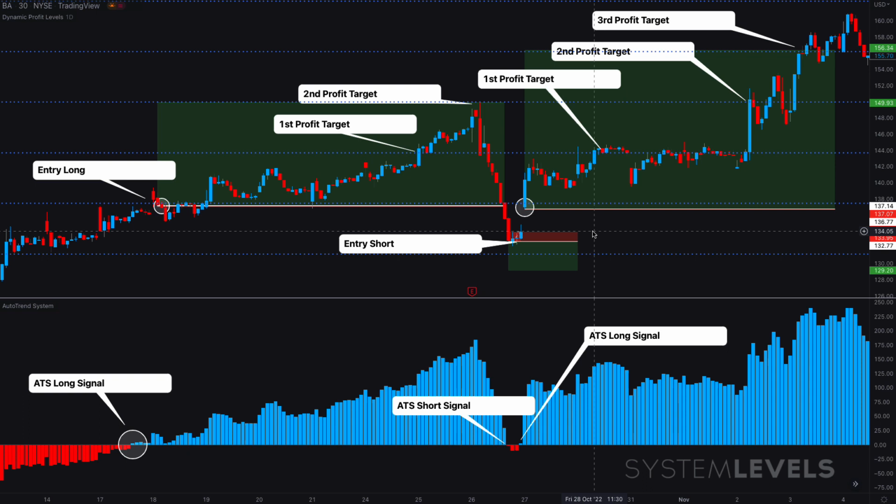So you never end up guessing what to do, right? There is a rule for all possible scenarios. So it's literally very, very systematic. If this happens, then we do that. And we have scenarios for every possible situation that can happen with the price action and the AutoTrend system.